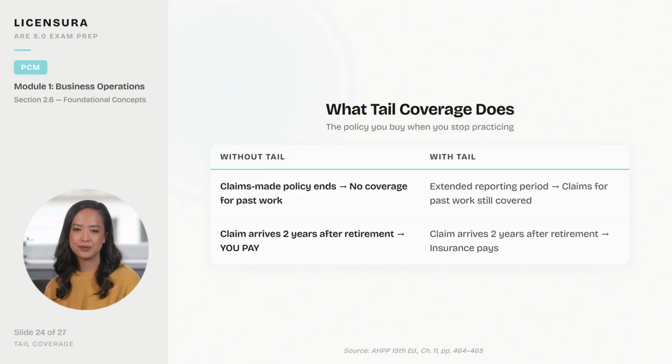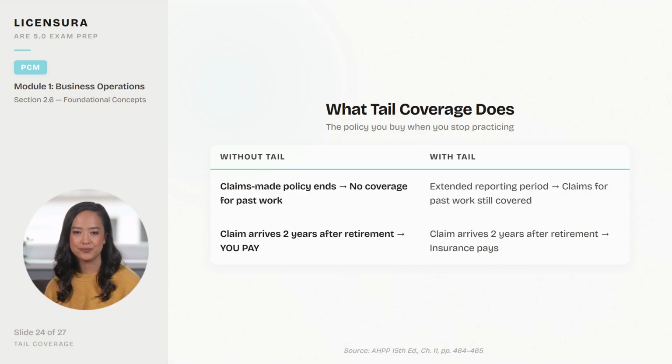Tail coverage, formerly called the extended reporting period. This is the insurance you buy when you retire, close your firm, or switch insurers without prior acts coverage. It's your last line of defense for everything you've ever designed.